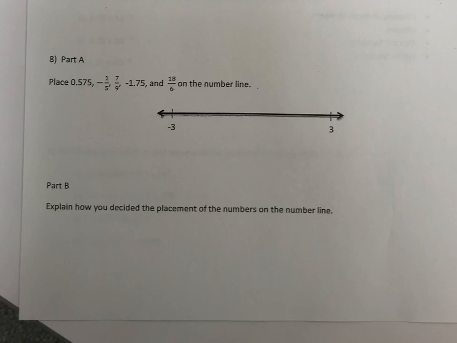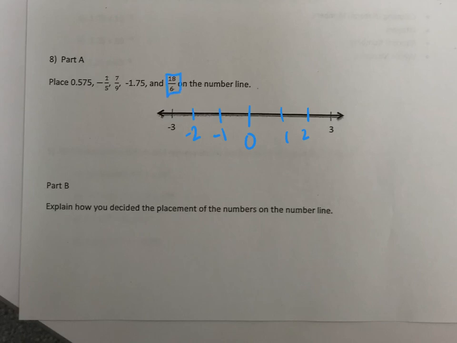I'm going to make a 0 right in the middle, and then we're going to go 1, 2, and then negative 1, negative 2. So that's where we'll be at right there. And then we're going to just place each of these right here.